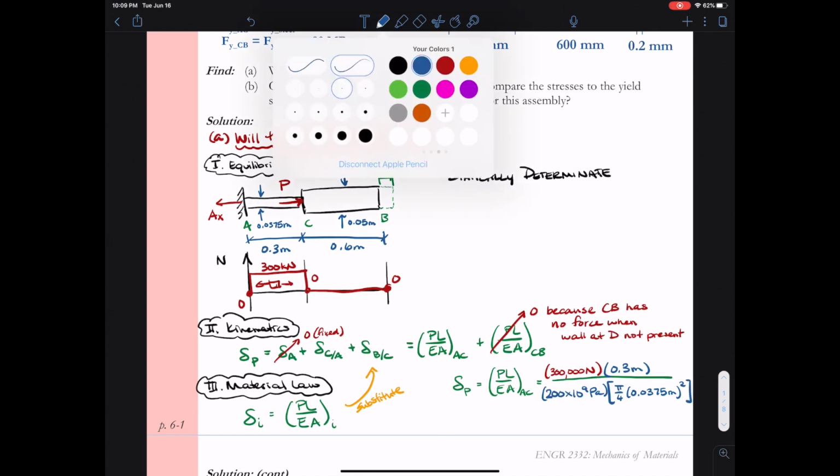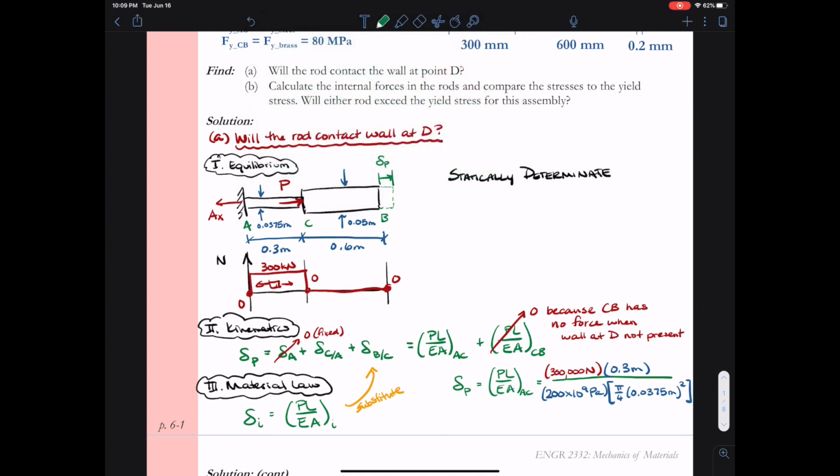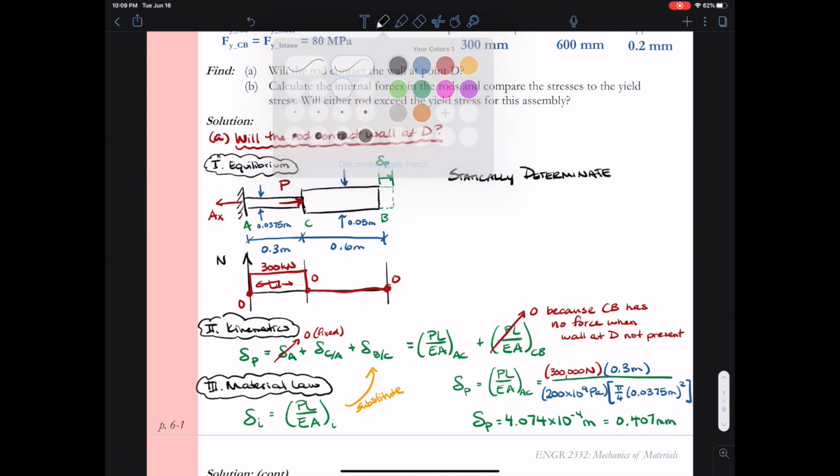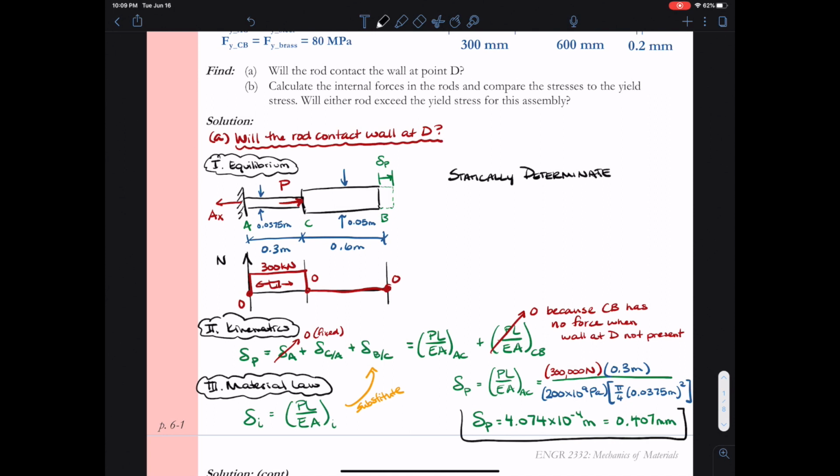All right, we have to be careful with units, so I put all of my forces and dimensions in newtons, meters, and pascals, so that when I solve this, I get the answer in terms of meters. So I calculate delta P to be 4.074 times 10 to the negative 4 meters, which is equal to 0.407 millimeters. All right, we'll go ahead and box that answer.